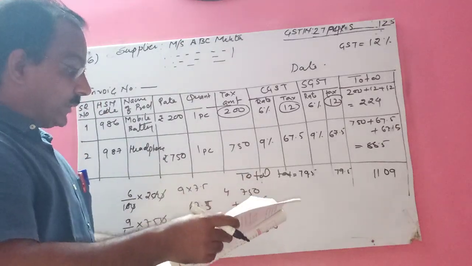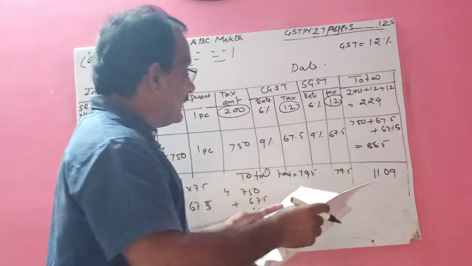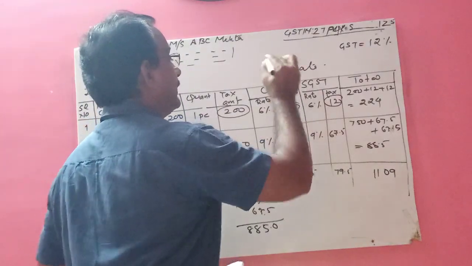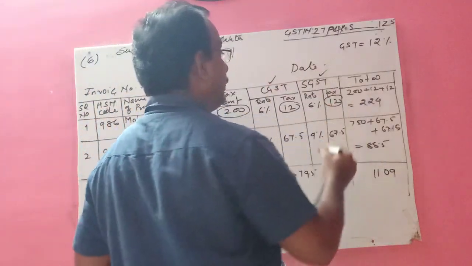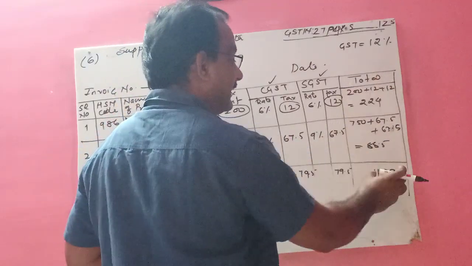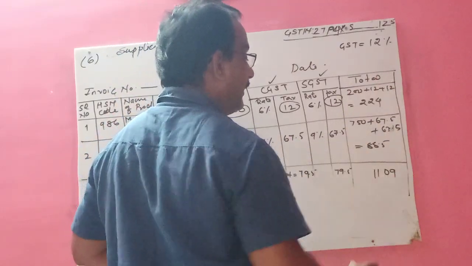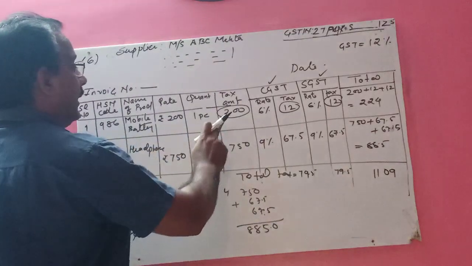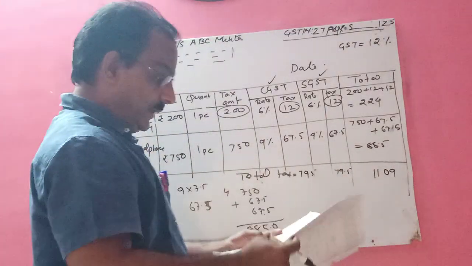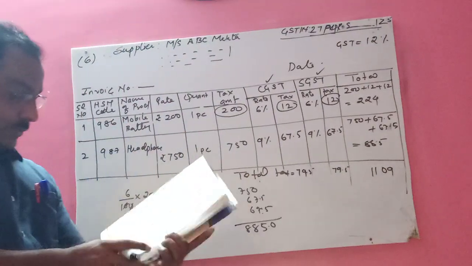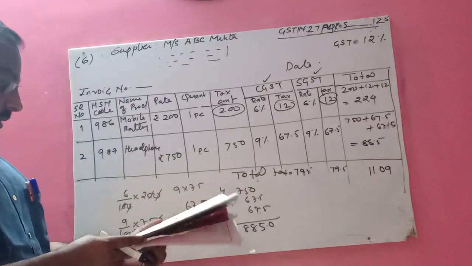Okay. So total rupees we got here 79.5 goes to CGST. Same amount goes to SGST, and total tax payable is 1109, which includes these two amounts. So this is about your question number 6.